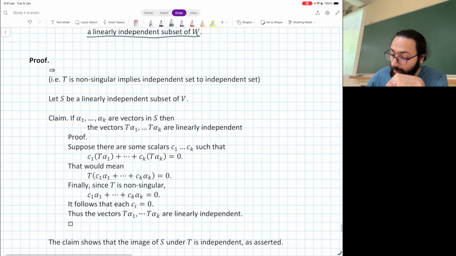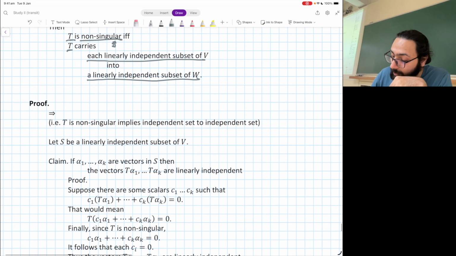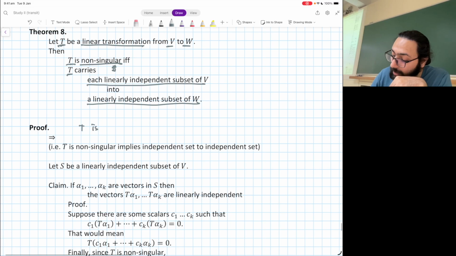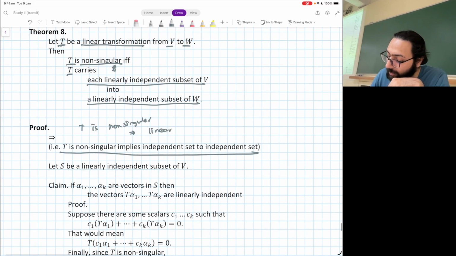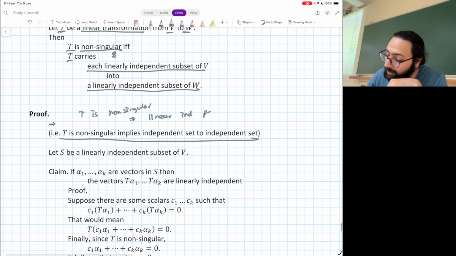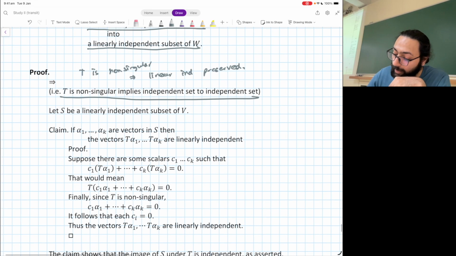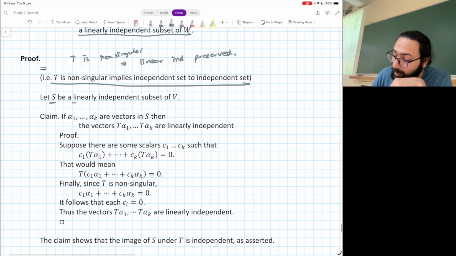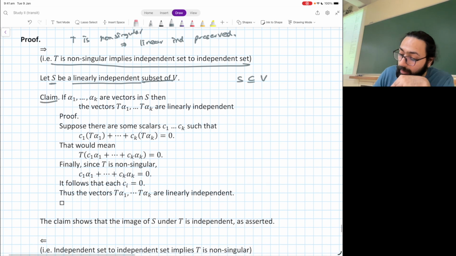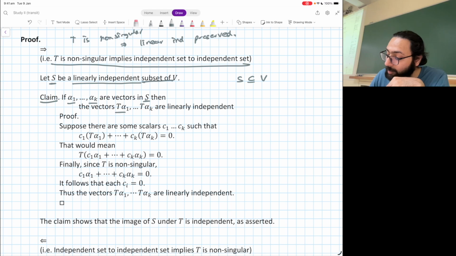Okay. All right. So now let's look at the proof. First we're going to prove that if T is non-singular, that would imply linear independence is preserved. So let S be some linearly independent subset of V. S in V being linearly independent means that if alpha 1 to alpha k are vectors in S, then the vectors T alpha 1 to T alpha k are also linearly independent.